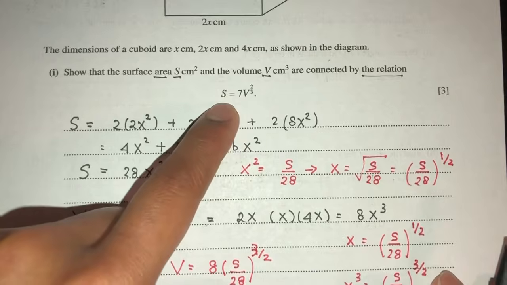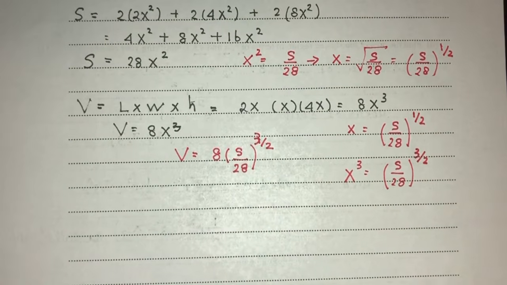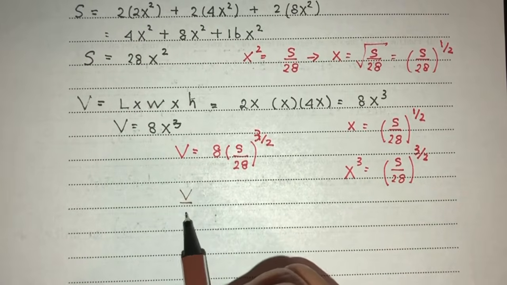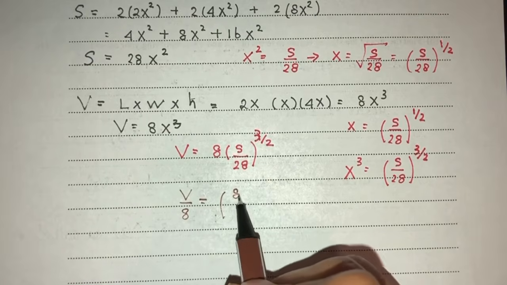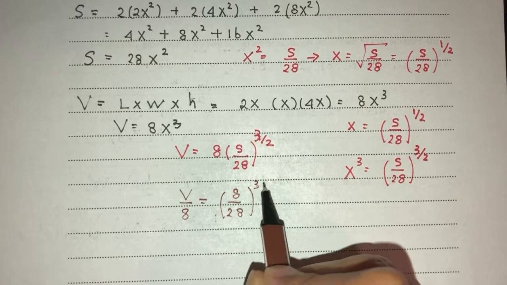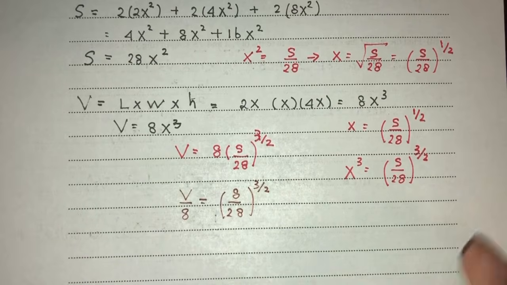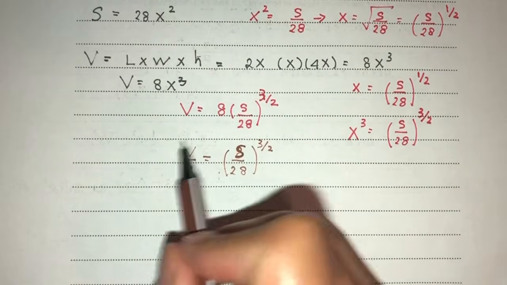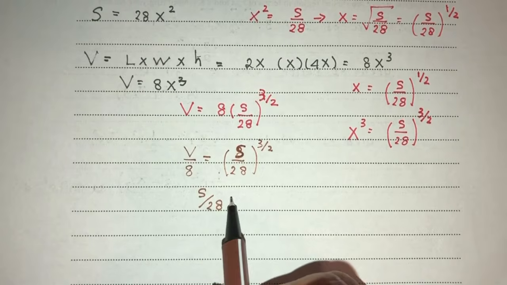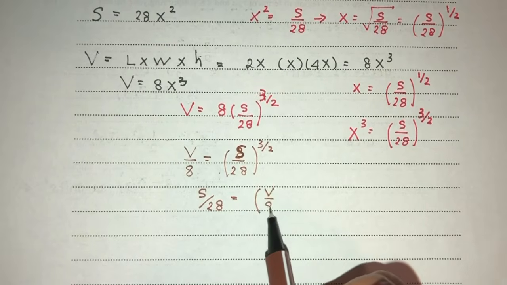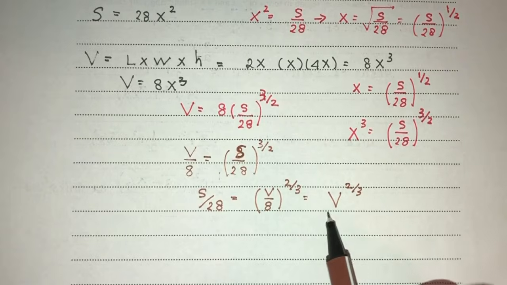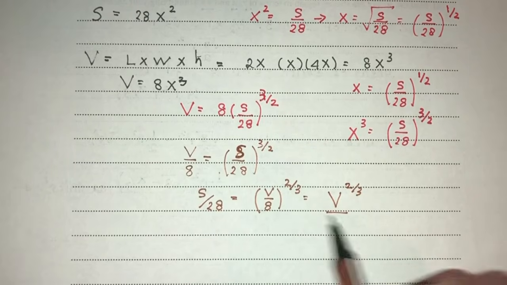So here we have to make x become the subject of formula, so let's do that. First step is we have to send this over here. You will have v over 8 equal to s over 28 to the power 3 over 2. Now what is the next step? This is s, not 8s. Then we have to send the power over here. You will have s over 28 is equal to v over 8 power 2 over 3, which is v 2 over 3, and this is divided by 2 in that case.